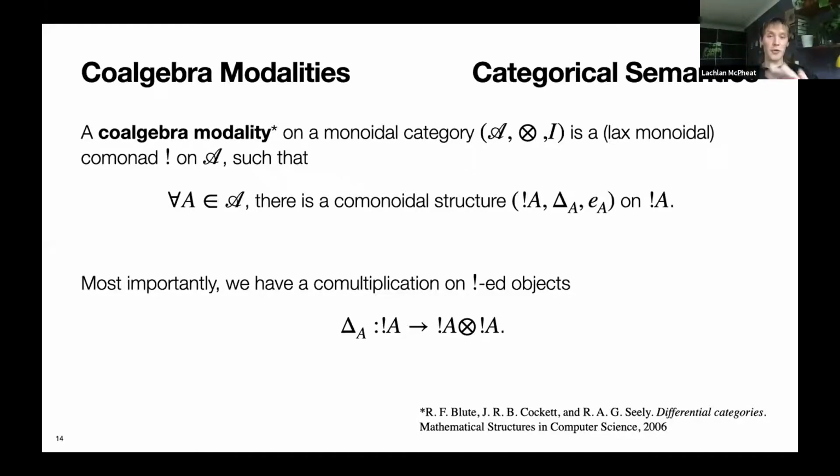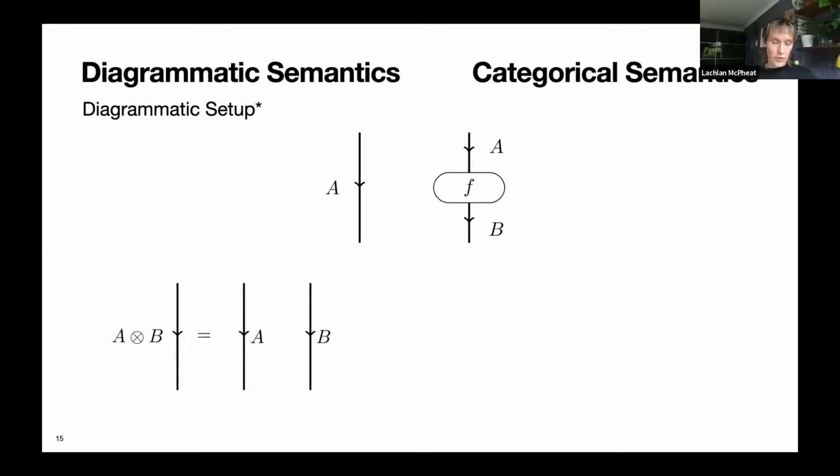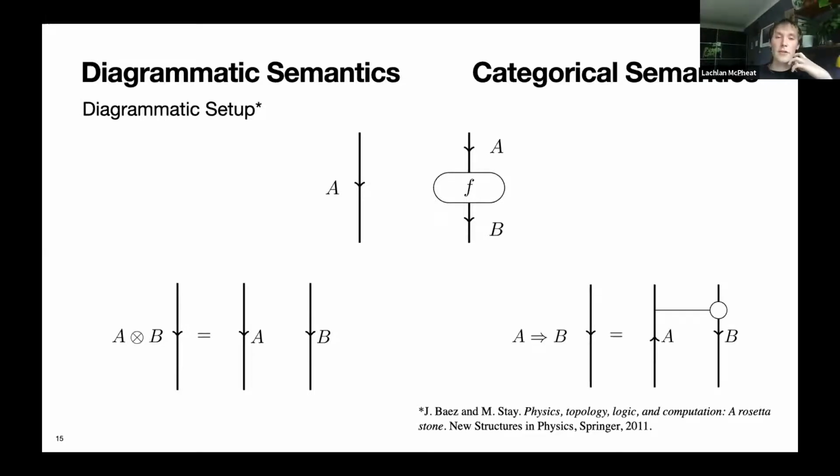But to do this, I just want to set up a diagrammatic semantics so I can show you the proof of soundness kind of neatly. And we have a pretty standard setup where we interpret objects as labeled strings and morphisms as boxes on strings, reading from top to bottom. And as usual, it's a monoidal category, so we have horizontal juxtaposition as monoidal products. And then we use the bias and clasp diagrams to denote the internal homs.